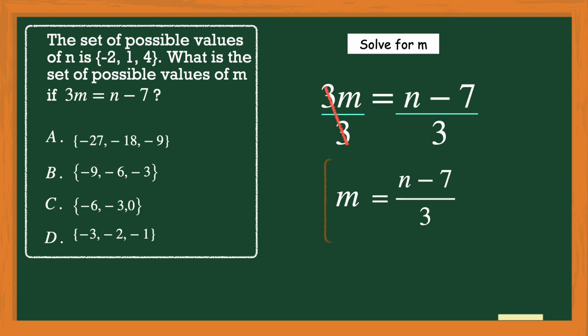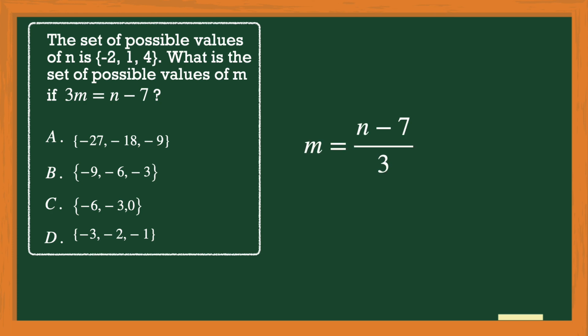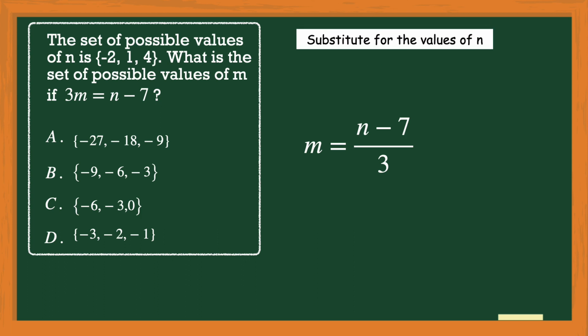And I can use this simplified equation to find the possible values of m. To do this, I will use substitution. And I will substitute the given possible values of n into the equation. I'll begin by substituting -2 in place of n.